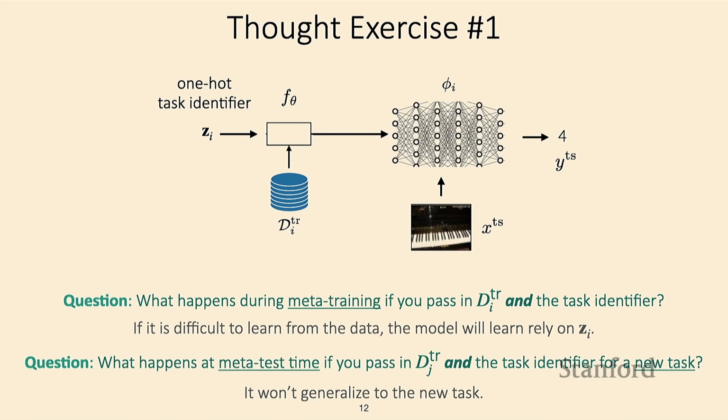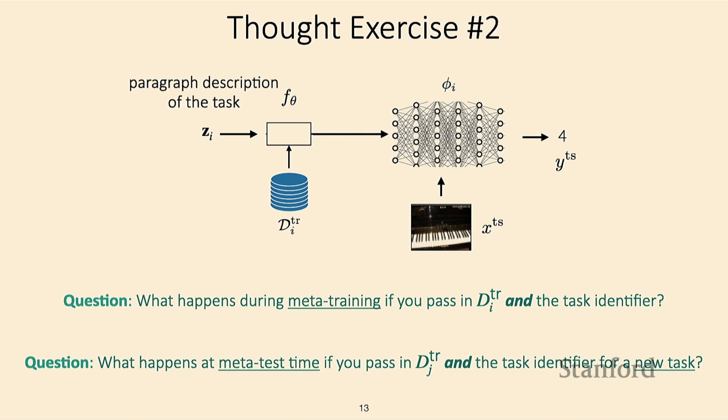So, okay, this seems like an initial thought exercise. Now, a second thought exercise: what if instead of giving it a one-hot vector, we gave it a paragraph that describes what it should do, like how to do the task or what the task is? Does anyone have thoughts on what would happen during meta training and perhaps also during meta testing?